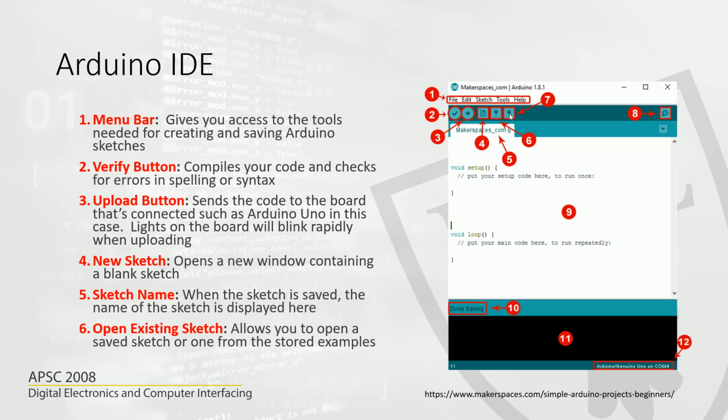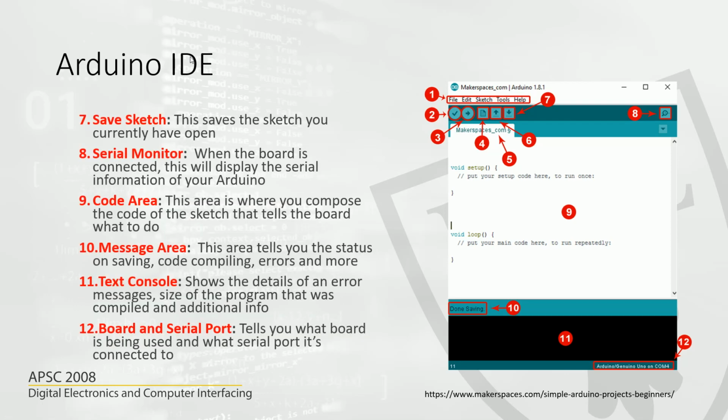And the sixth function is the open existing sketch. So you can also do that in the file option here in the menu, or you can also use this button that is available. And let's go to the next Arduino IDE button. So we have seven, save sketch. We already talked about that.